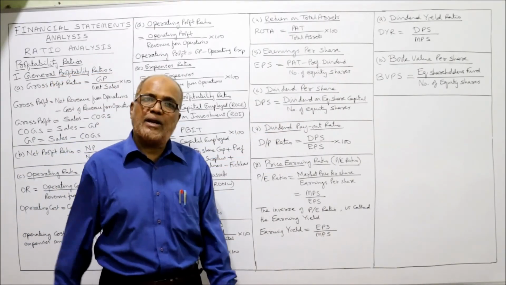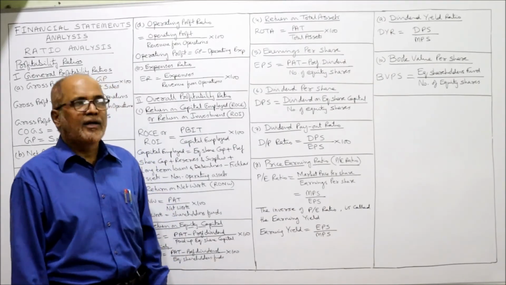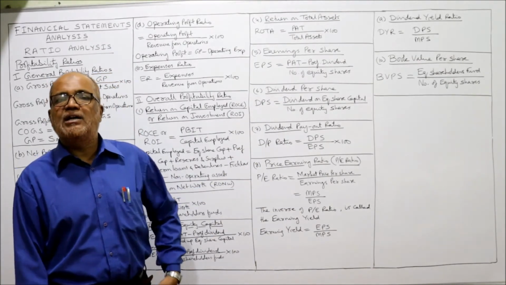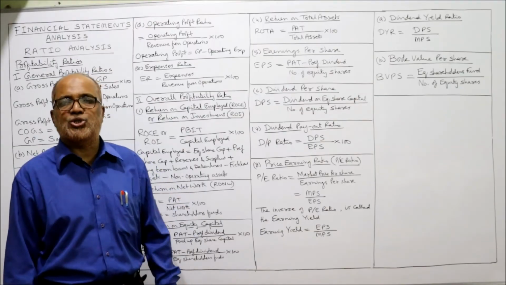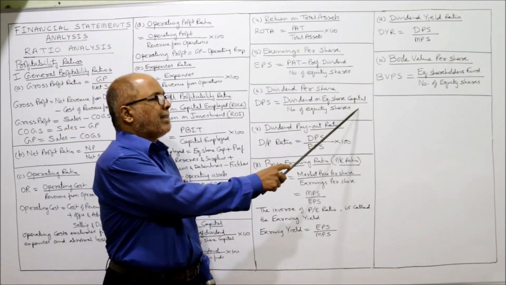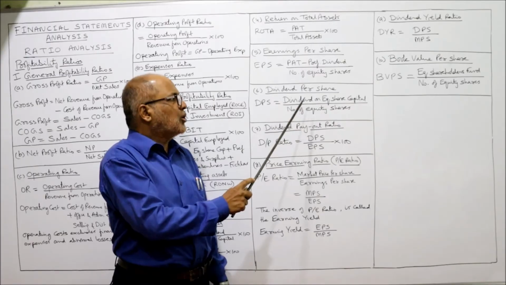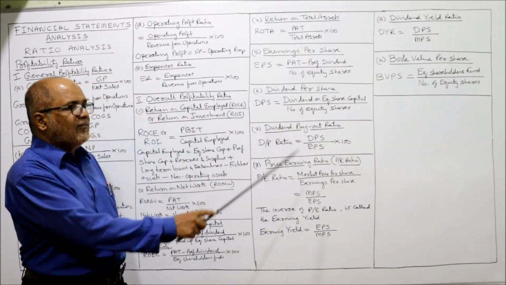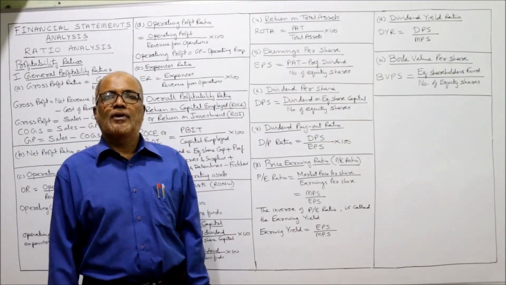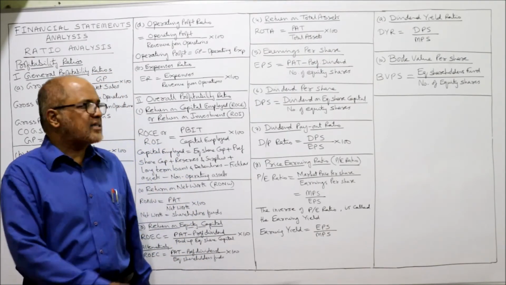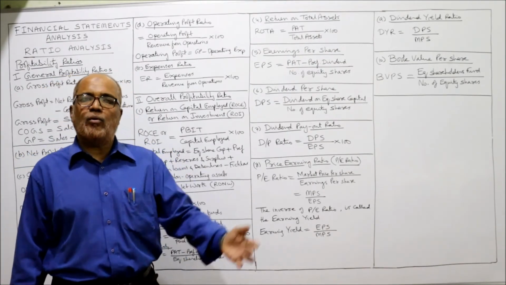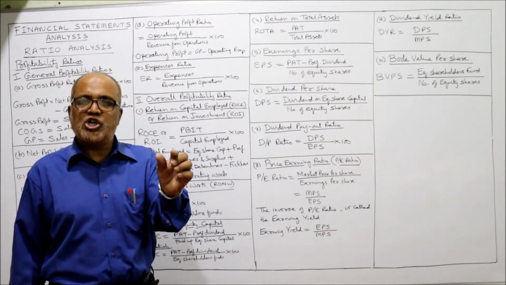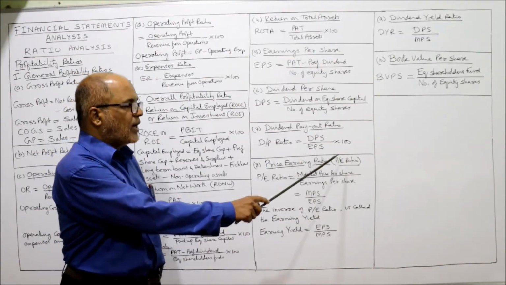Then dividend per share, DPS. Dividend on equity share capital divided by number of equity shares. Don't multiply by 100. Now dividend payout ratio, commonly called DP ratio. Dividend payout ratio is equal to DPS by EPS into 100, dividend per share divided by earnings per share into 100.